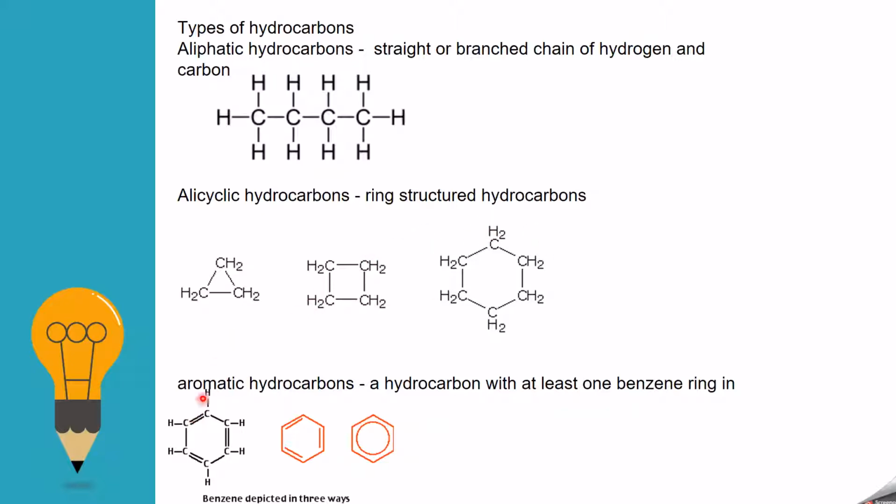And the third one is aromatic hydrocarbons. Now, aromatic hydrocarbons is any sort of hydrocarbon with at least one benzene ring in. Now, this benzene ring looks like this or this, one of the two orange ones. And this is quite famous as you find it in lots of medicines like paracetamol, ibuprofen, etc. So you must memorize each of these terms: aliphatic hydrocarbons, alicyclic hydrocarbons, and aromatic hydrocarbons.